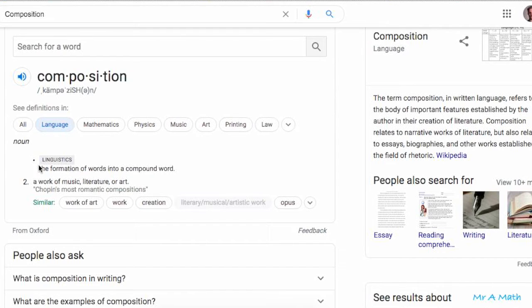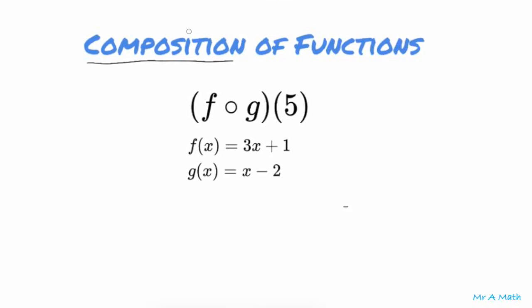So a composition in language is the formation of words into a compound word. So in math, composition is going to be the same thing, but when we're dealing with functions, a composition of functions is going to be taking a few different functions and putting them together to make one function. So in this case, we have this notation here. It says f of g. If you're wondering what this symbol is, this means of.